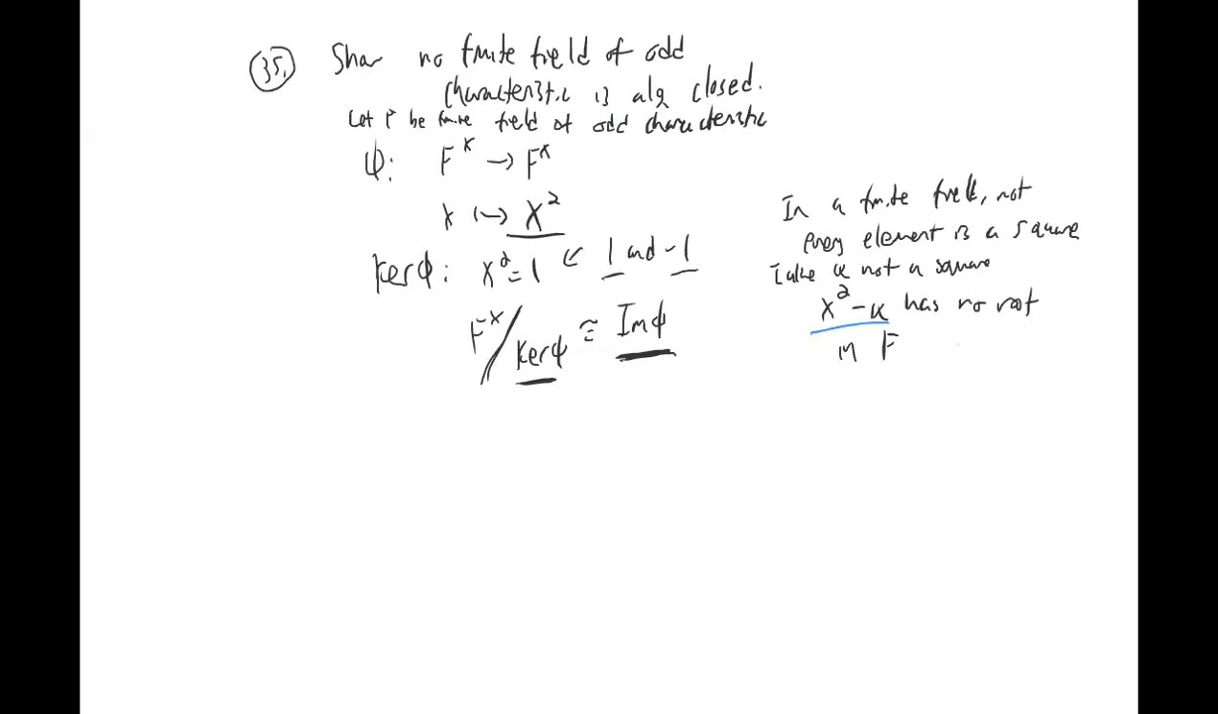So it can't be. If I give you a finite field like Z mod 3Z, which some books write as F3, the field of three elements, its algebraic closure is infinite. This question basically shows that you can't be finite and algebraically closed. So the algebraic closure of F3 is infinite.